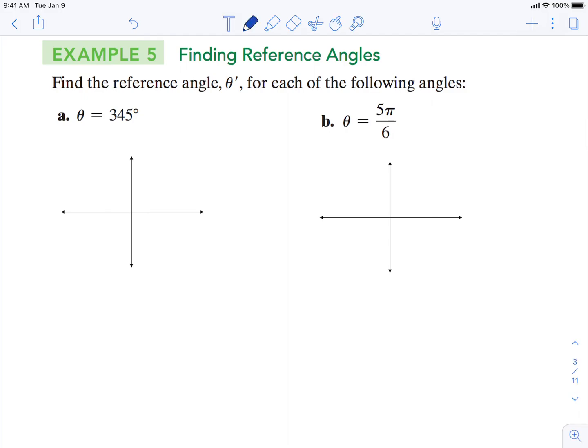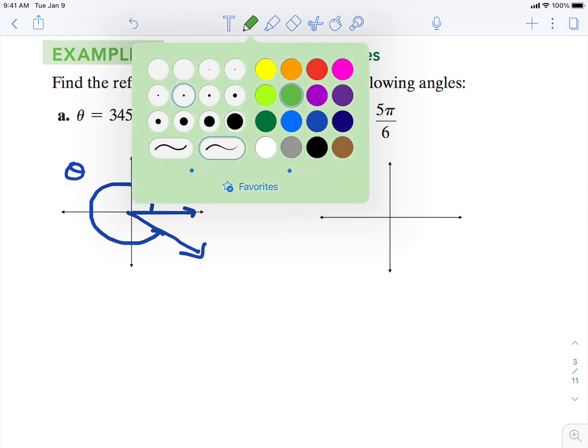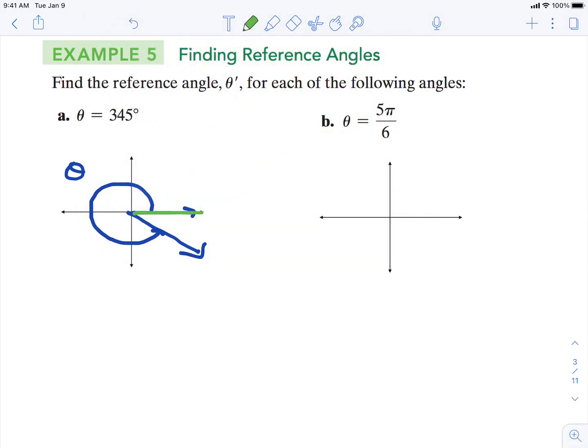So 345 degrees is our angle. So I'm going to graph it out. So this would be 180, 270, so pretty close to a full revolution around of 345 degrees. Now we want to find the reference angle. So we start on the x-axis, and we're going to go back to that terminal side. So this is our reference angle in the green.